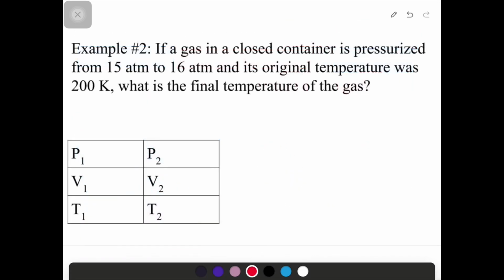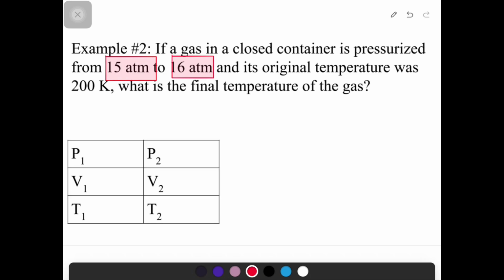Okay, so we're going to do this one the same way. We are going to list out the variables as we read through the question. Okay, let's see. Example 2. If a gas in a closed container is pressurized from 15 atm to 16 atm, oh, got some information there. Okay. 15 atm to 16 atm.